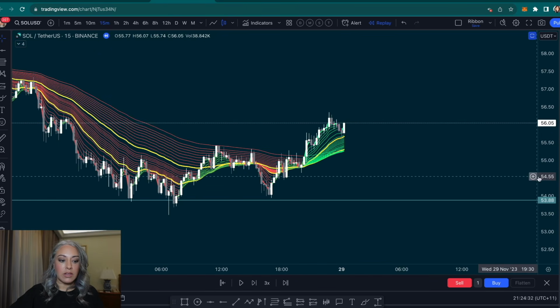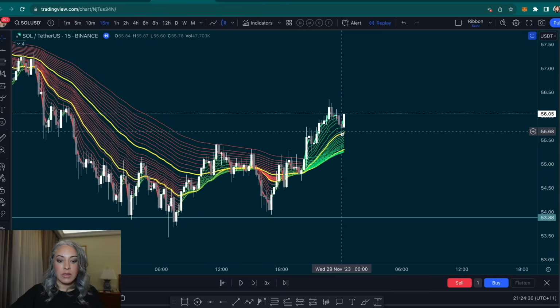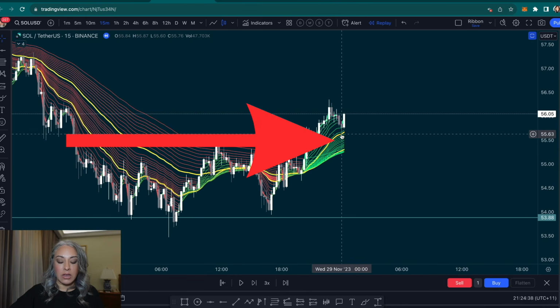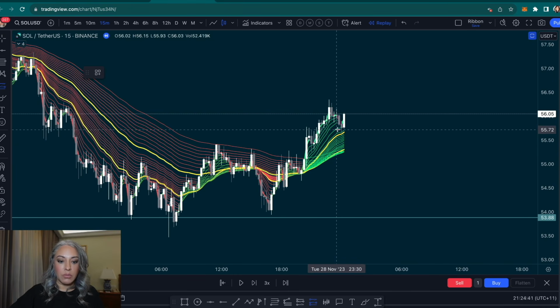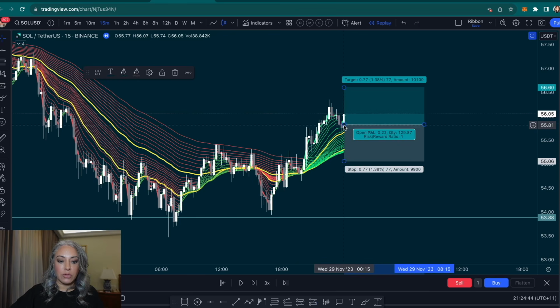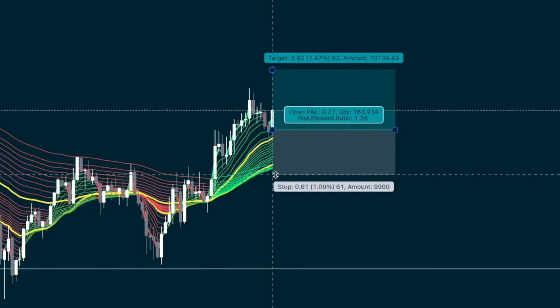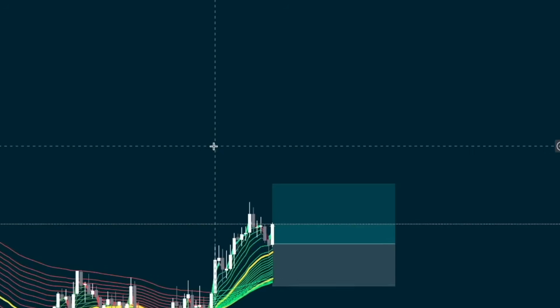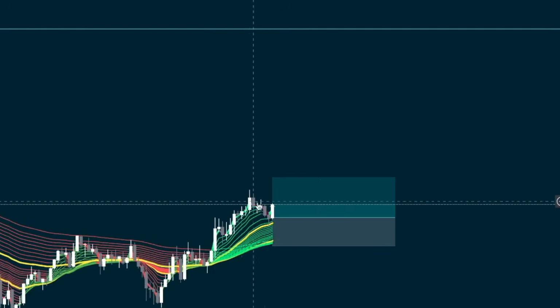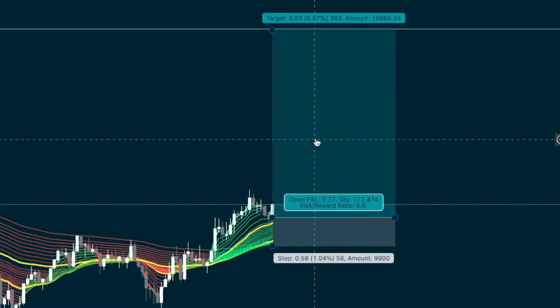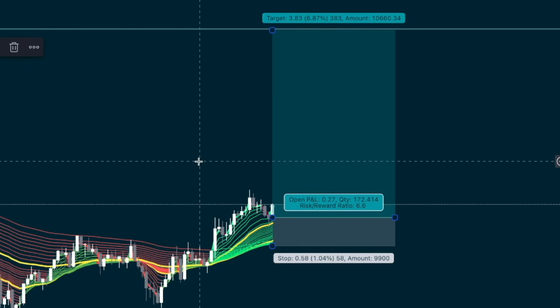And so there it is. Right there is my hammer. That was the retest of this yellow EMA. So from here, I can put in my long position once that candle closes, and my stop loss should go below the EMAs. My target would be back at the 1 hour resistance, and this is showing me a 6.6 to 1 risk to reward.